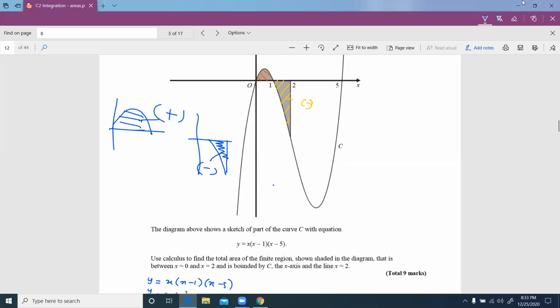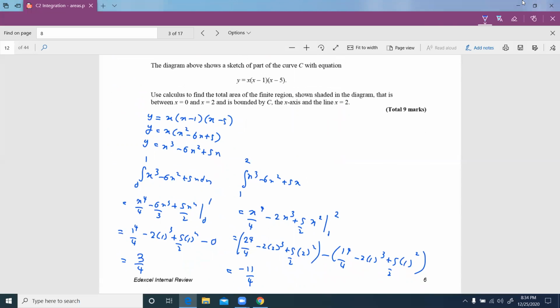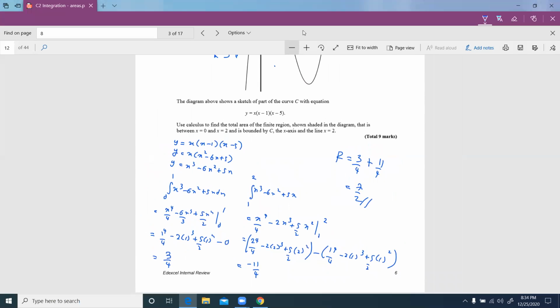So if you want to find the total area over here, we have to ignore this negative sign and add them together. So we can find the total region as 3/4 plus 11/4, ignoring the negative sign. The negative sign indicates that the area is underneath the x-axis. So 14/4 is 7/2, which would be the final answer for this. That's a way of doing this question. So you can obtain the answer like this.